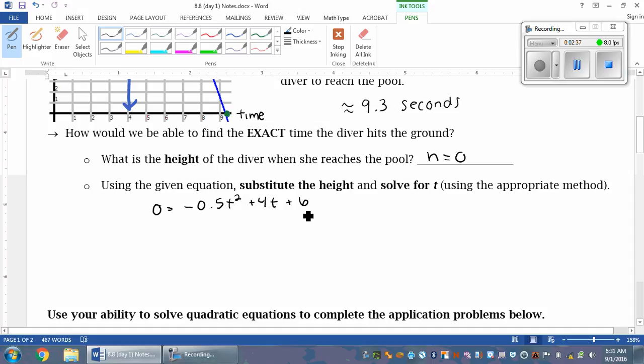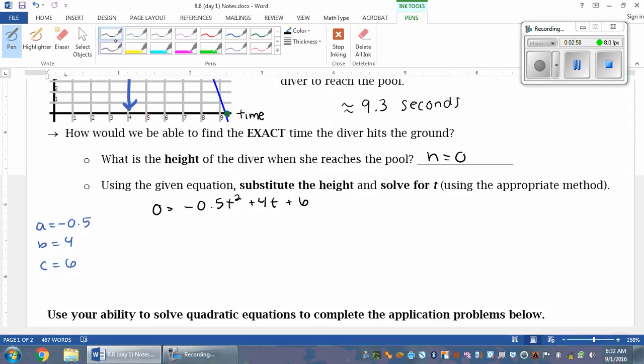Now, let's go ahead and use the quadratic formula to solve for t. We have a quadratic equation. I don't really want to factor a 0.5 t squared, so I'm just going to jump straight into the quadratic formula. Remember, that was the last video. So a is negative 0.5, b is going to be positive 4, and c is 6.